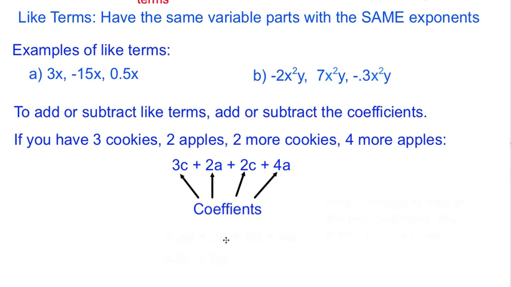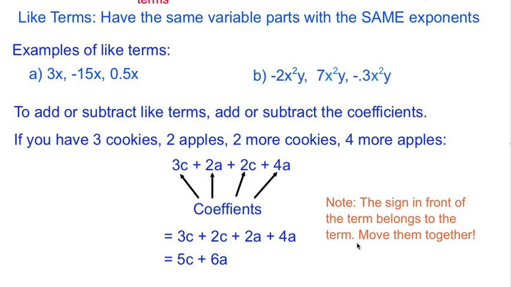Now, if we want to add these together, we're going to collect the like terms. So we're going to group the like terms together. So we're going to take the cookies and put them together. 3 cookies plus 2 more cookies. We're going to take the 2 apples and put them together with the 4 apples. So we get an expression that looks like this. Once we have this expression, we can simplify it by adding or subtracting the like terms. And we do that by adding or subtracting the coefficients. We take the 3 cookies plus the 2 cookies and add them together. We get 5 cookies. The 2 apples plus the 4 apples gives us a total of 6 apples. And that's all there is to adding and subtracting like terms.